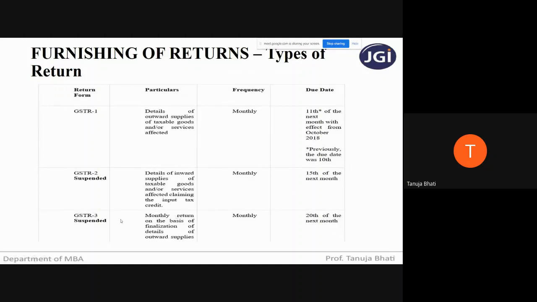Next, GSTR3 also is suspended. As of now, GSTR3 also is not in operation. Again, it is a monthly return on the basis of finalization of details of outward supplies, due on 20th of the next month. So what GSTR3 basically would do is give a monthly summary of the outward supplies made and inward supplies received and what is the input tax credit you are going to claim. And after getting the output and input tax, you would come to know what is the tax to be paid to the government. And this return, GSTR3, was auto-generated.